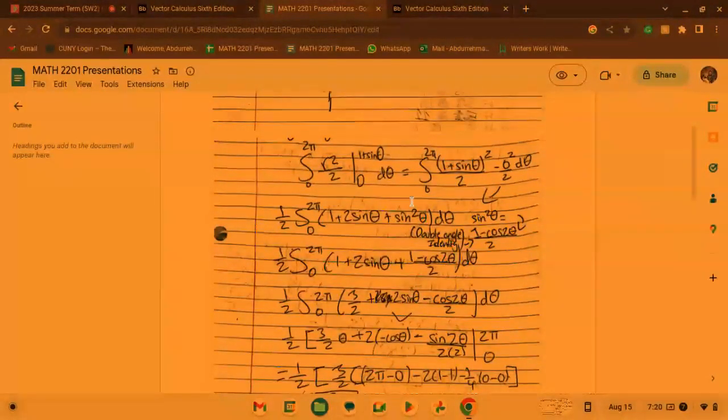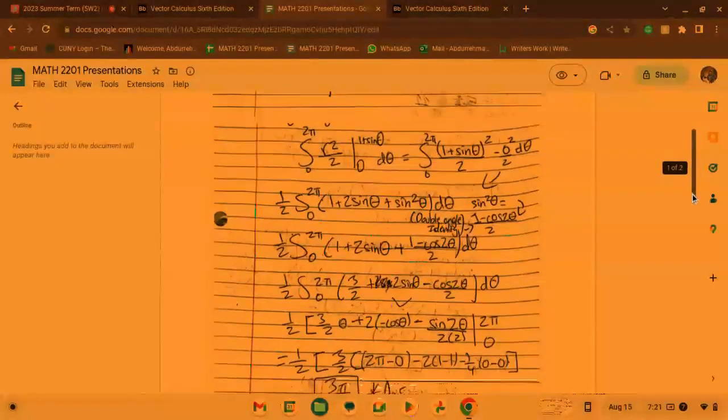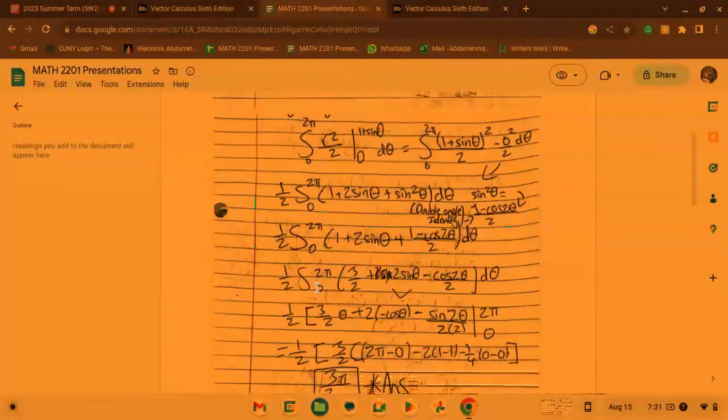So for the sine squared theta, we can plug in a double angle identity to make the expression look less complicated. We already know from the double angle identities that sine squared theta equals 1 minus cosine of 2 theta, divided by 2. So when we plug that in, we get 1 plus 2 sine theta plus 1 minus cosine 2 theta divided by 2, d theta. The half is still outside.